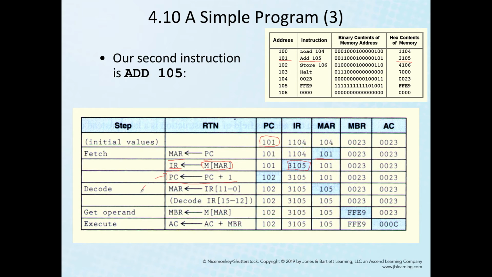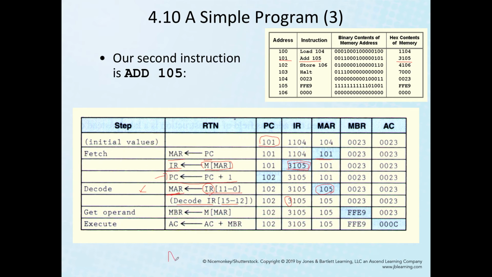Now in the decode part, the lower 12 bits in the instruction register are the address, so that part is taken and loaded into MAR, memory address register. That part is 105. So 105 is stored into the memory address register. Now decode what kind of instruction is in the instruction register. The first 4 bits are 3. 3 means add. So the CPU understands it has to do an add.